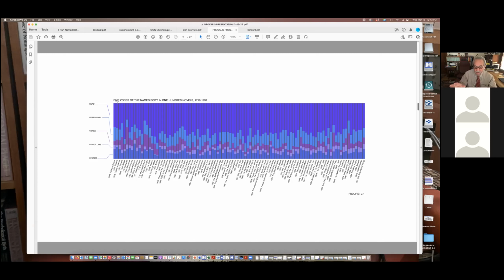These 120 parts can be assembled into 5 sections, which is what you see in front of you. These sections are organized as medical anatomies organize them. At the top, there's the head. Below that, the upper limb, the torso, the lower limb, and what I call systems, which are bones, blood, nerves, secretions and excretions, things that are all around, not just located in one zone.